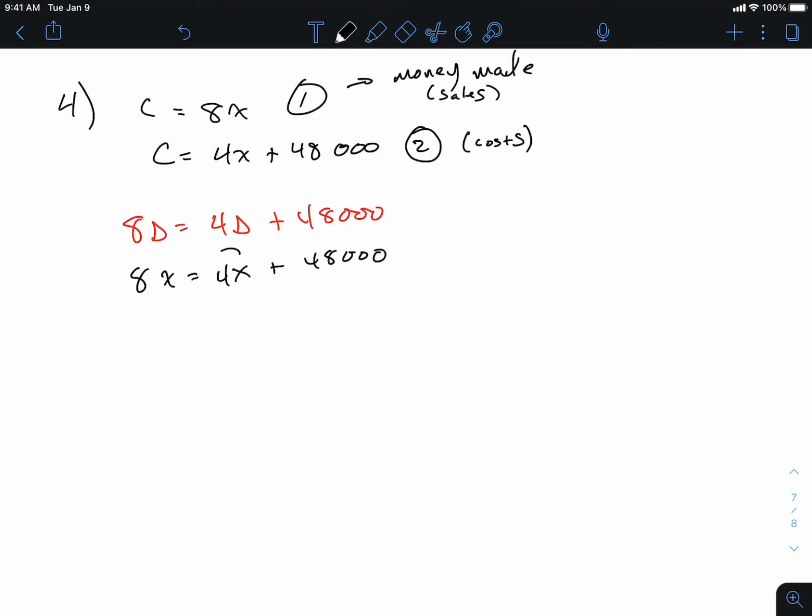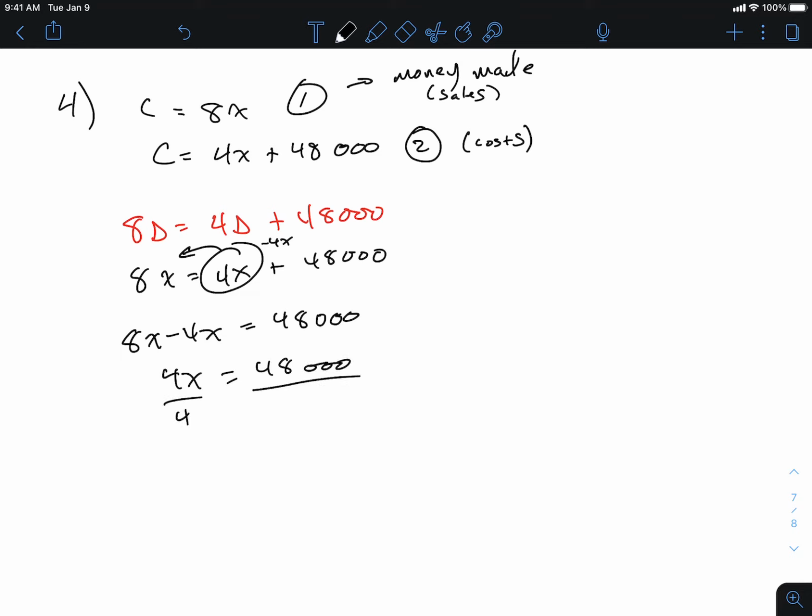So I need to get this x to the other side. To do that, subtract 4x. So 8x minus 4x is going to equal 48,000. So 4x is equal to 48,000. Divide both sides by 4. We'll go to our calculator: 48,000 divided by 4.